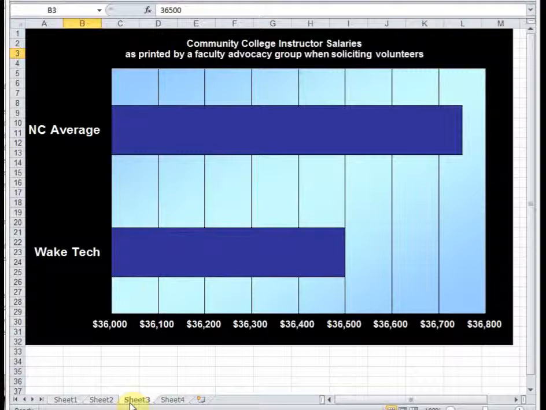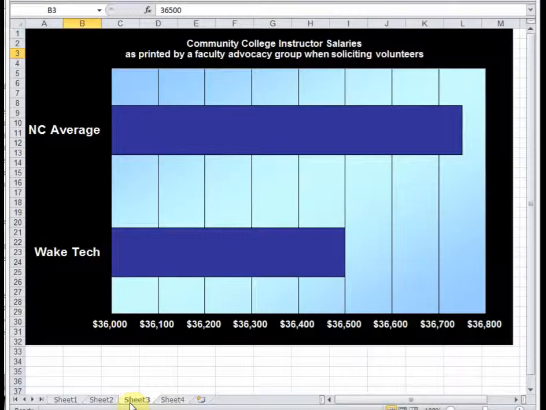Here's another graph where it shows the average salary in North Carolina for community college instructors versus Wake Tech. And when you look at it, you think, wow, North Carolina teachers make way more money than Wake Tech because that bar is much, much longer. But if you really look at that scale going across the bottom, it looks like all of North Carolina is $36,750 and Wake Tech is $36,500. That's only a $250 difference. Split over 12 months, that's maybe $20 a month. That's really not a big deal.